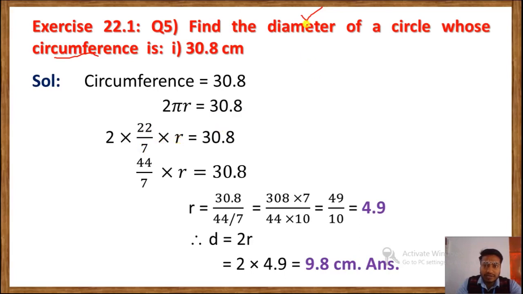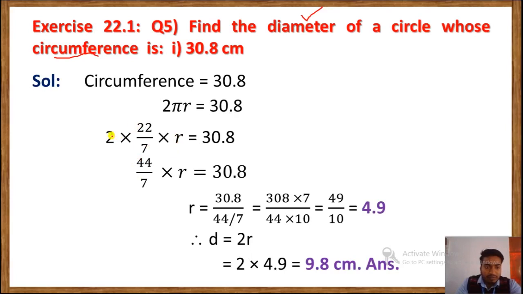We have to find out the radius. We have to find out the radius first, because the radius is not given. Finally we have to find out the diameter, but before that we have to find out the radius. So the radius, as it is right here.